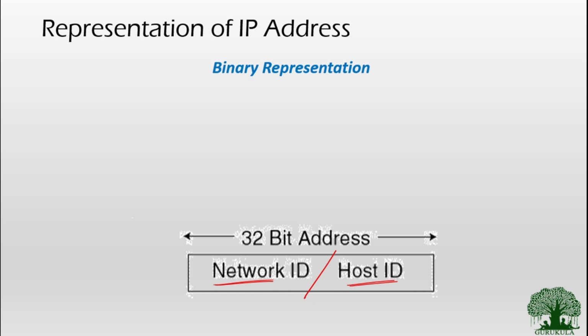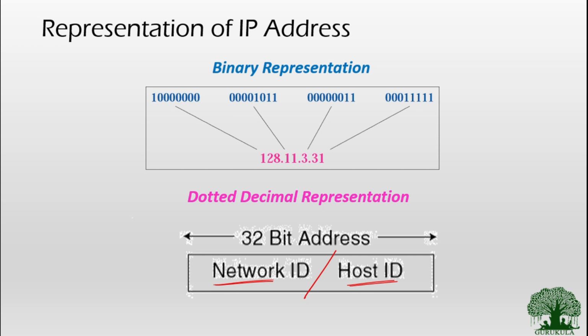Coming to the representation, IP addresses can be represented in two forms. One is the binary representation and another one is dotted decimal representation, shown in the figure for your example. In most situations, as far as human understanding is concerned, it is easy to note down the IP addresses in the decimal representation itself. For human beings, it is easy to read the numbers in a decimal format, but systems will always go for the binary representation of the IP addresses. The binary representation is nothing but 128 simply converted to binary.